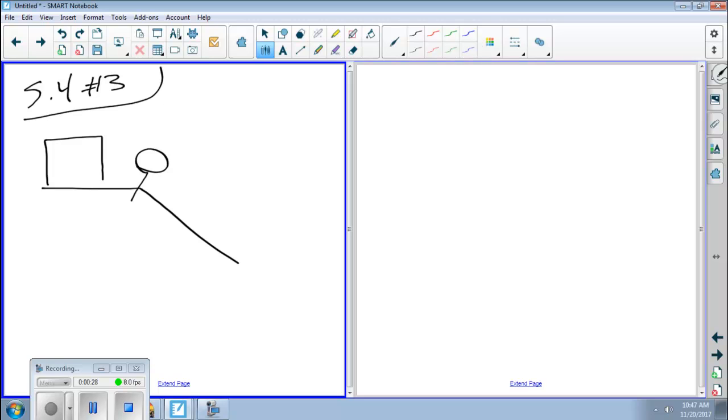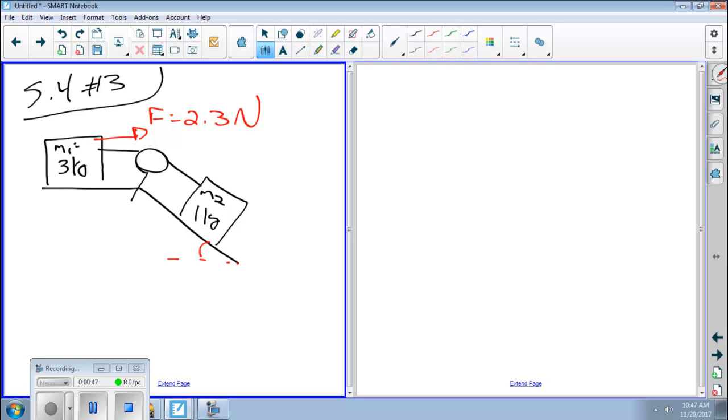So, do we know this one? This guy is 3 kilograms. This guy is 1 kilogram. We're going to push M1 with a force of, in part A, 2.3 newtons, right? We know that this angle here is 30 degrees. And based on that, we're trying to find the tension in the cord. This is a great problem.